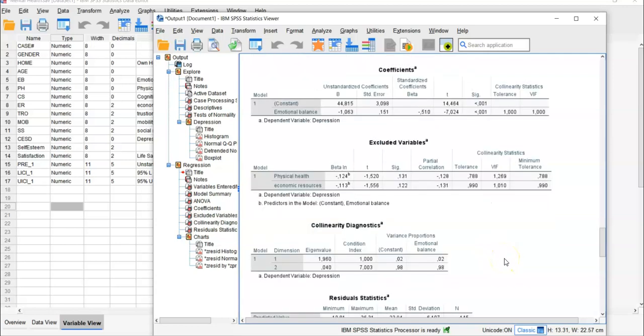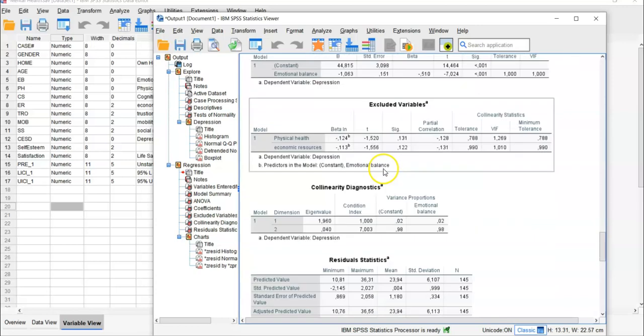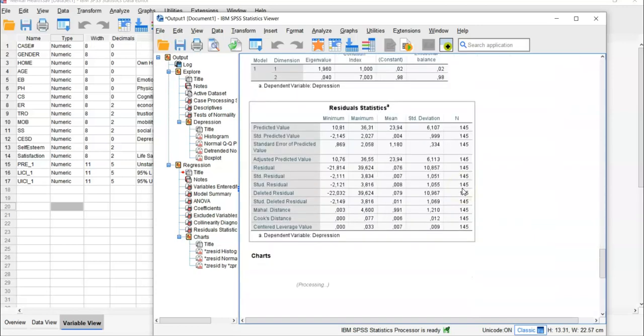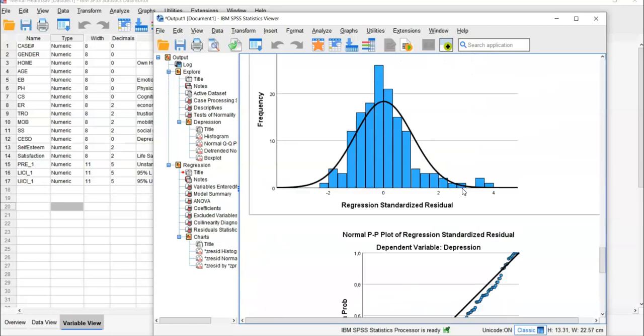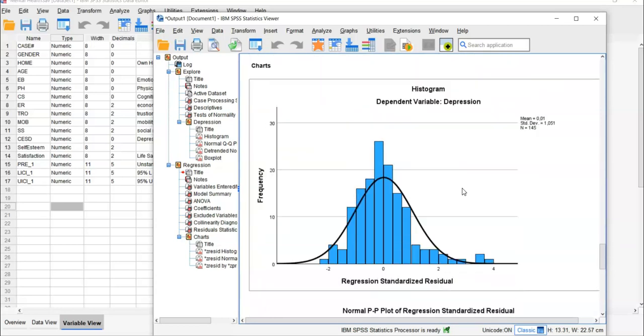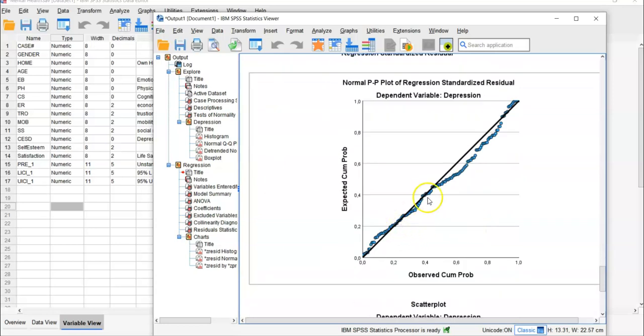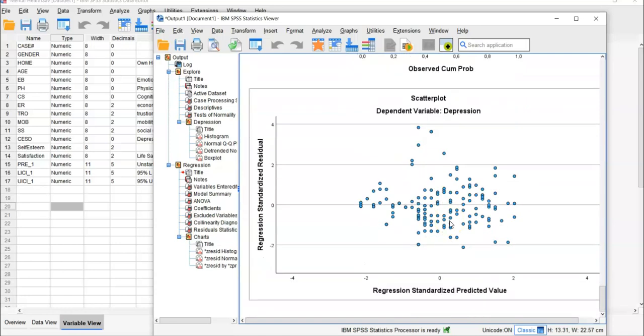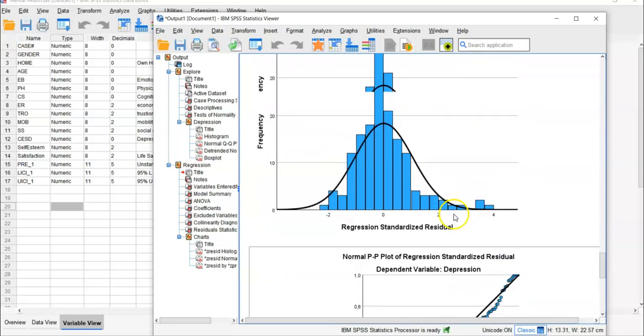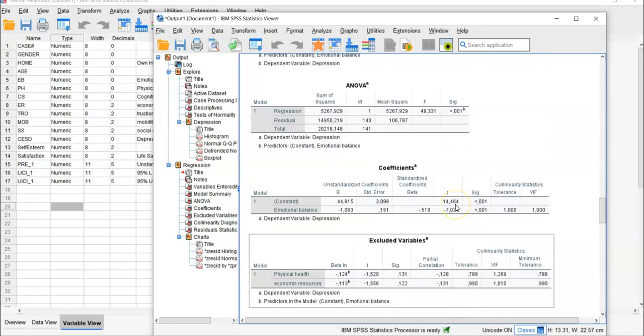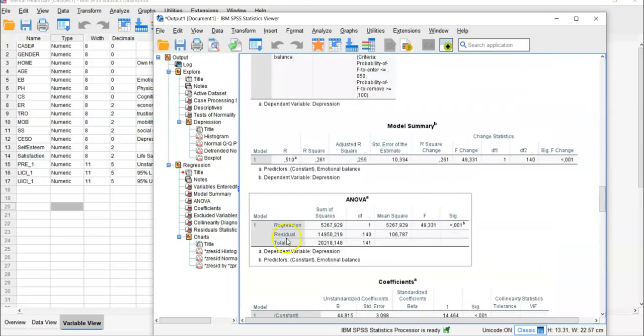Then the excluded variables are physical health and economic resources. Why are they excluded? Because they are not significantly influencing depression. Here, this is about the assumption of residual normality. They are not exact, but they are close to the line. And that's it. So this is about multiple regression with the stepwise method. Thank you.